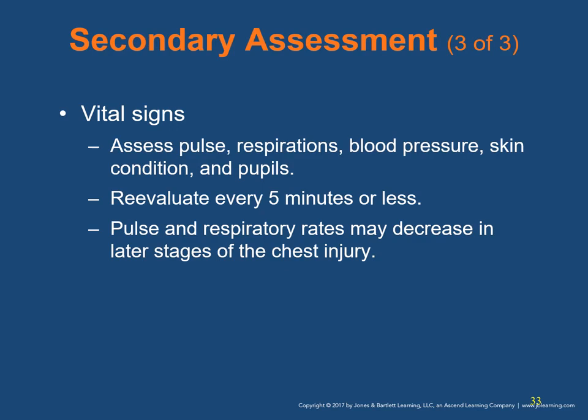A rapid pulse or respiratory rate may indicate that the chest injury is causing a decrease in available oxygen, hypoxia, or blood loss resulting in decreased red blood cell count, anemia. Increased work of breathing can be identified by the use of accessory muscles in the face, neck, and chest. Pulse and respiratory rates may decrease in the later stages of chest injury. The myocardium becomes starved for oxygen and the body can no longer keep up with the demands. The brain becomes starved for oxygen and overloaded with carbon dioxide and other waste products.